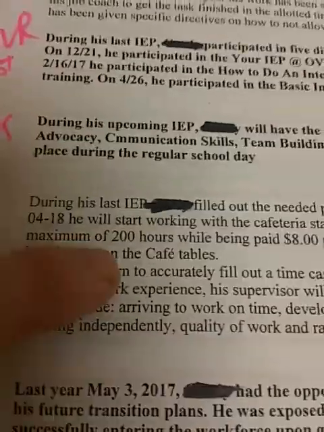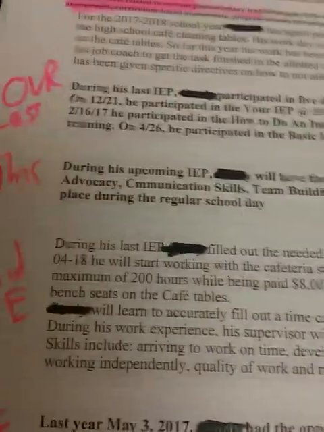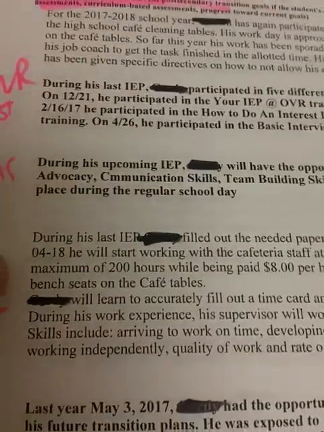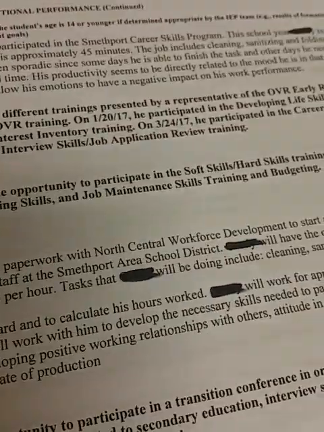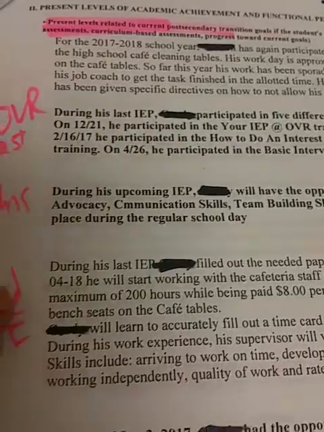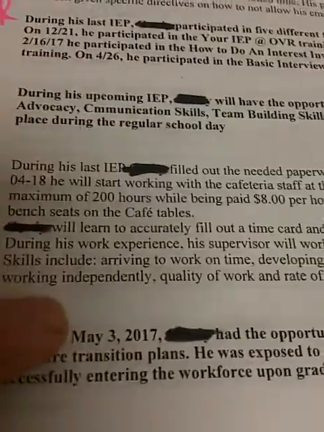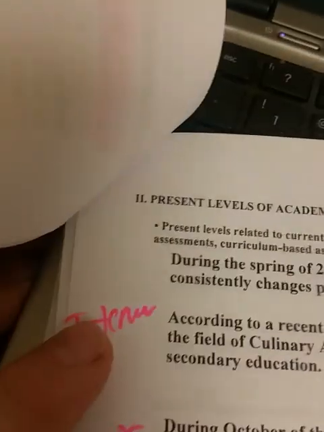This section talks about his paid work experience. We had some money from North Central, so he had a paid work experience. I talked about what he did, what kind of money he made, and what kind of hours he was allowed to work. This is a transition conference that he attended. So I talked about what date it was and what kind of topics they covered.